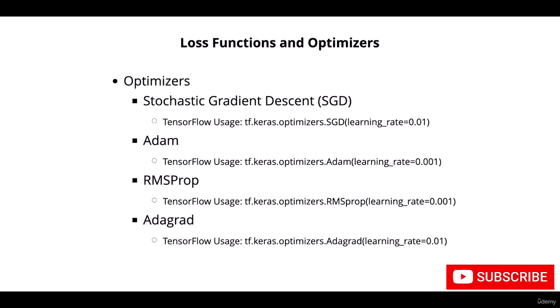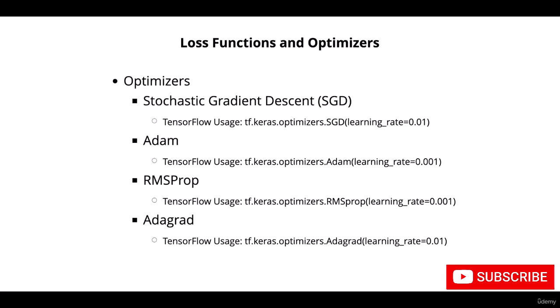RMSprop, which we saw above. Root mean square propagation. That's what RMSprop stands for. This adjusts the learning rate for each parameter based on the magnitude of recent gradients. It prevents the learning rate from decreasing too fast for frequently occurring parameters. How do you use it in TensorFlow? tf.keras.optimizers.RMSprop, learning rate of 0.001.